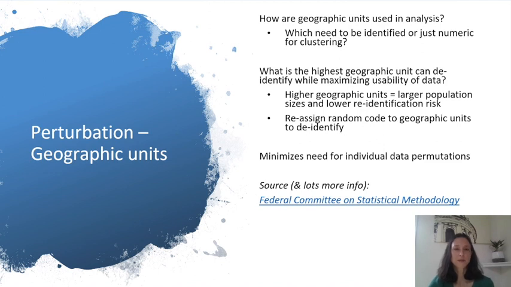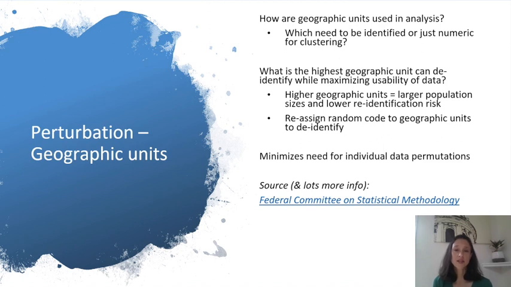So getting into perturbation, the first place we usually start with our research teams out at MCC is thinking about geographic units. So how are geographic units used in the analysis, and what is needed to be identified versus needed just in a randomized numerical code for the analysis? So thinking through that carefully, because of course it's balancing what you want to de-identify to make the data public or shareable versus what you need to remain identifiable for the analysis and reproducibility.